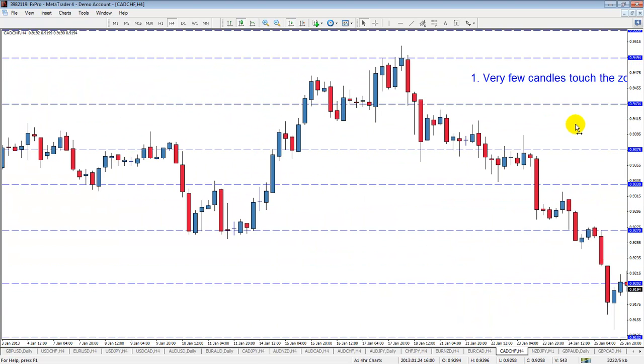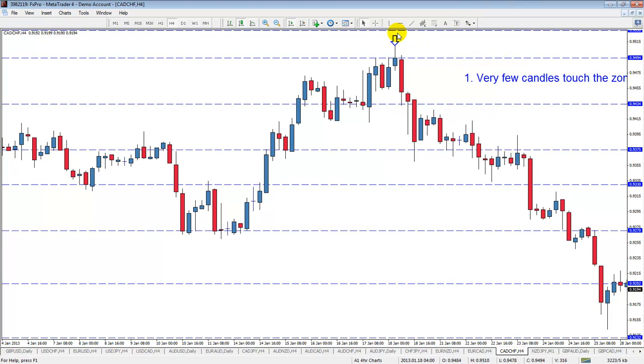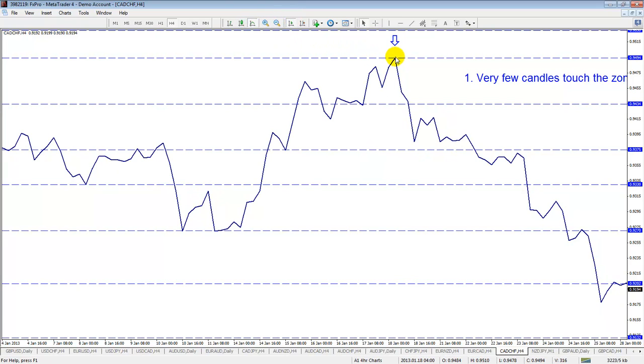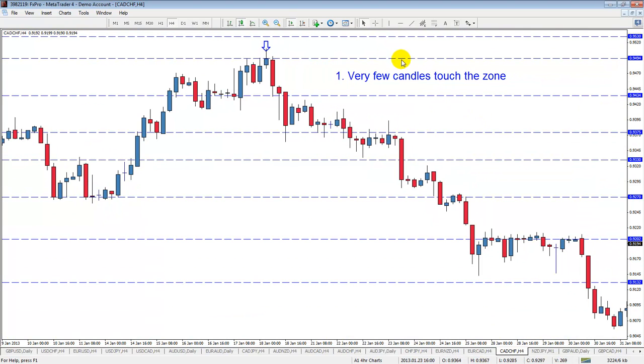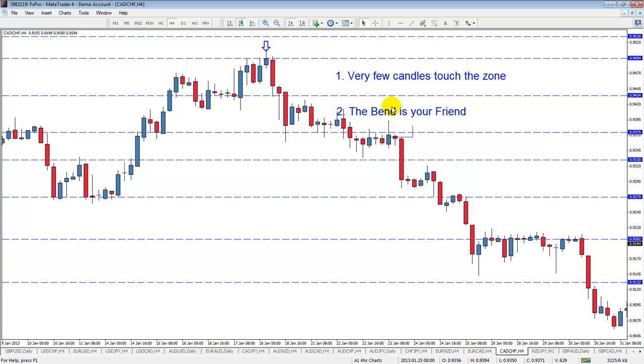First thing is few touches on the zone. Okay. What do I mean by few touches? Here is a few touches right here. Boom. Right? Basically, this candle here was the only one that penetrated the zone. And it bent. Also, the second thing I want to see when I'm looking for a reversal is I want to see that bend. The bend is your friend. Some people may have heard that the trend is your friend. No, no, no. The bend is your friend. The bend is your friend if you're a reversal trader.